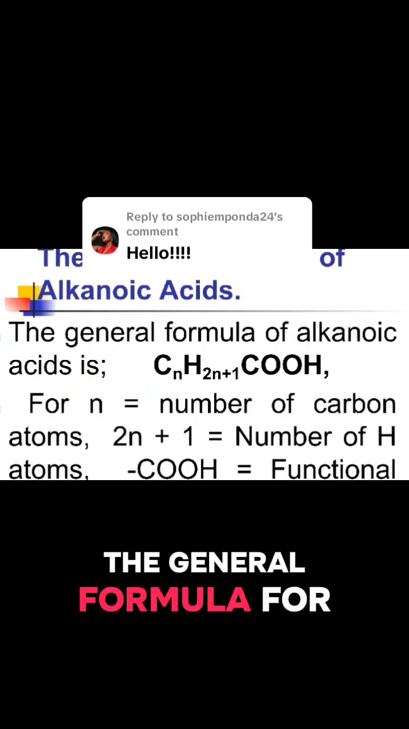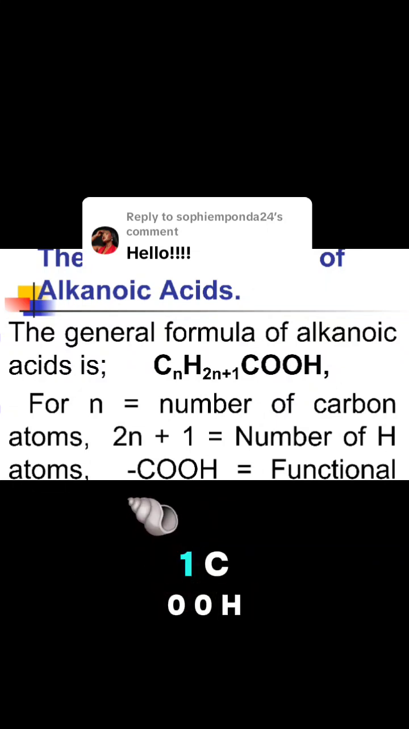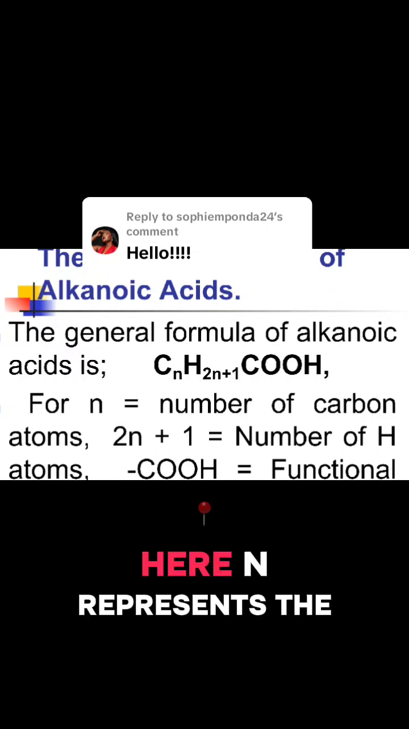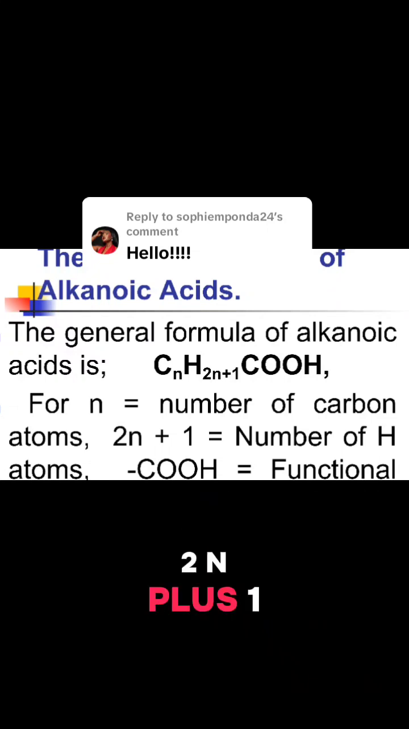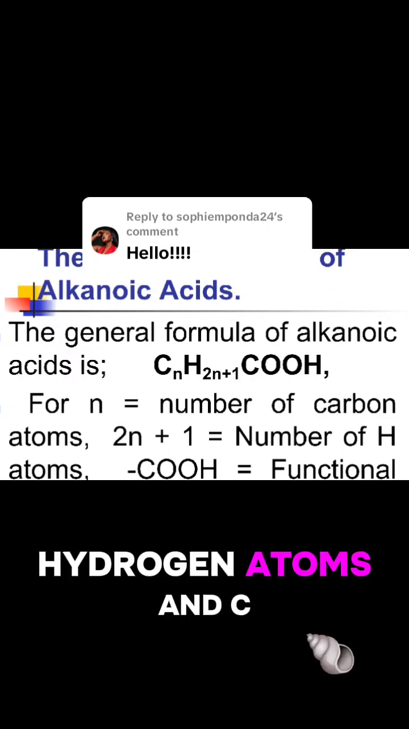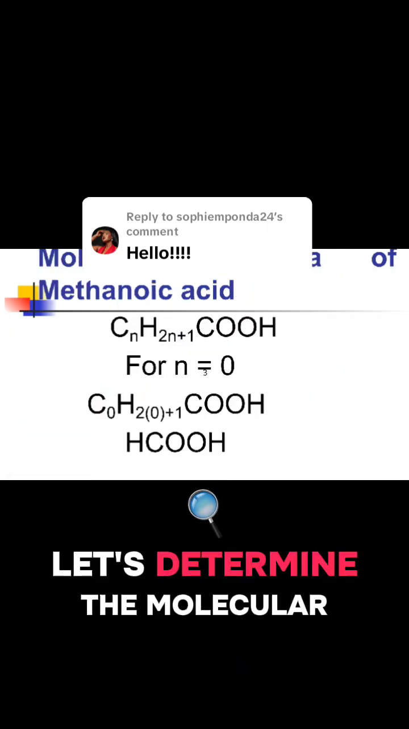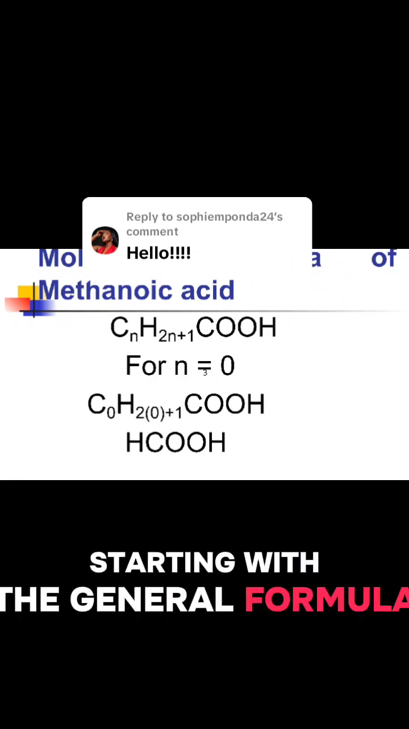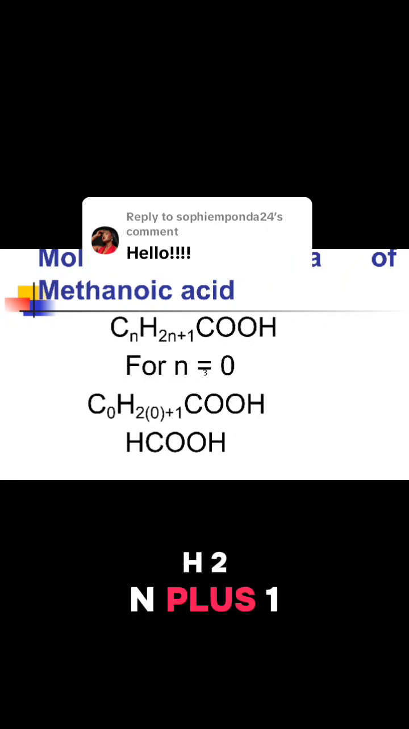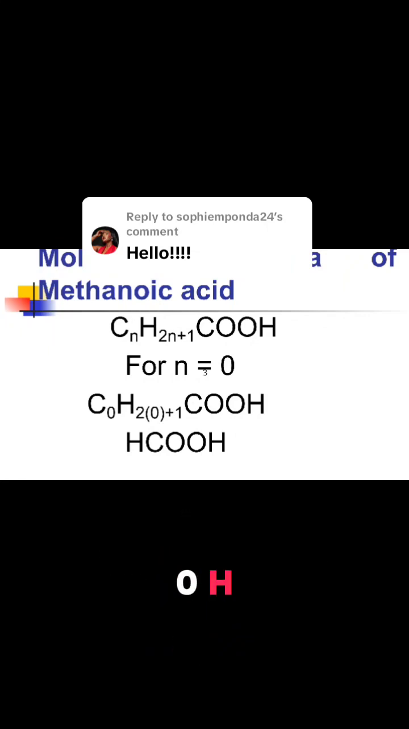The general formula for alkanoic acids is CnH2n+1COOH. Here, n represents the number of carbon atoms, 2n+1 is the number of hydrogen atoms, and COOH is the functional group. Let's determine the molecular formula of methanoic acid. Starting with the general formula CnH2n+1COOH, when n equals 0, we find the formula is HCOOH.